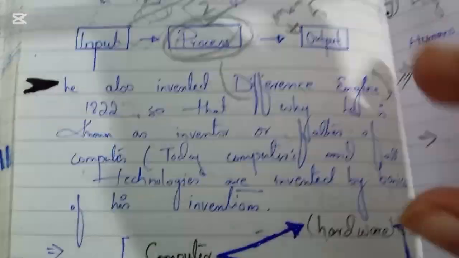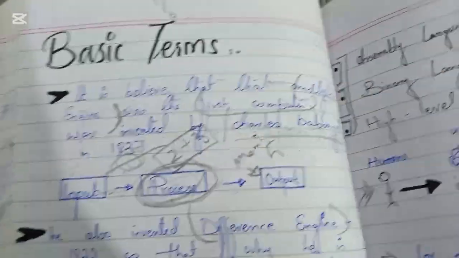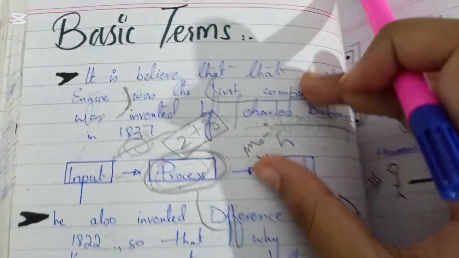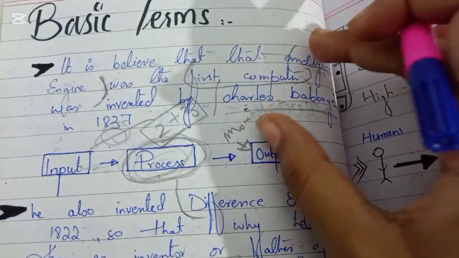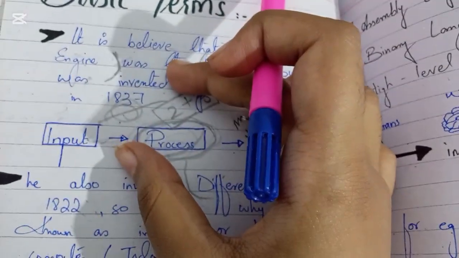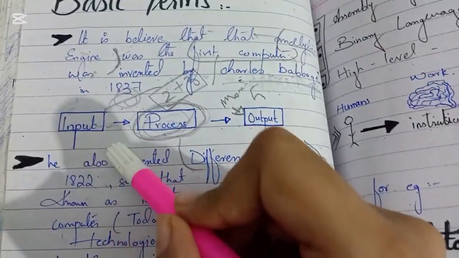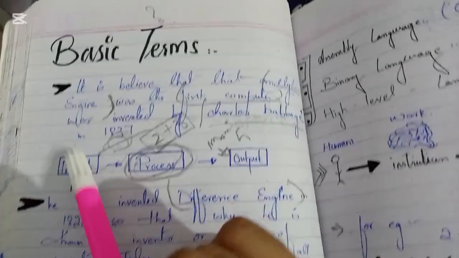I repeat, the analytical engine was the first. But before that, the difference engine was invented in 1822. On the basis of the difference engine, the analytical engine was invented by the same Charles Babbage in 1837.